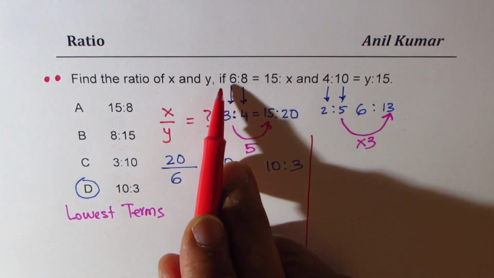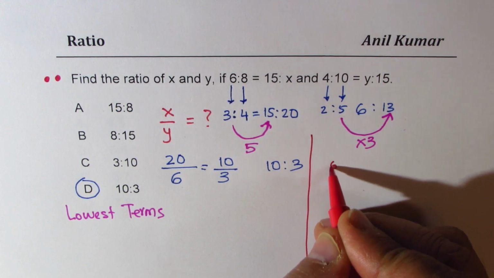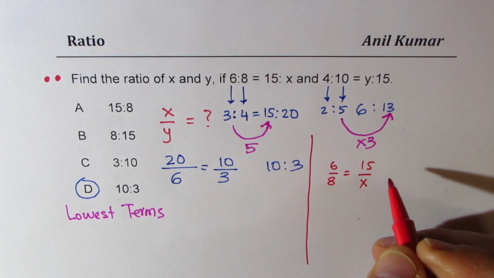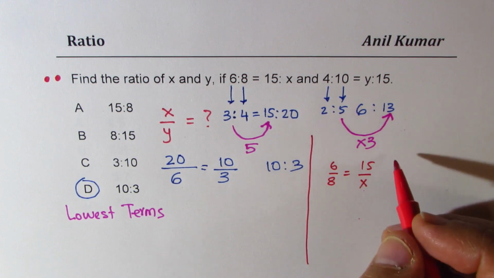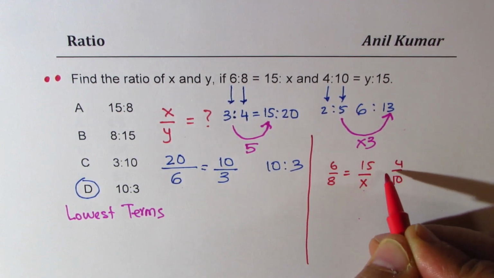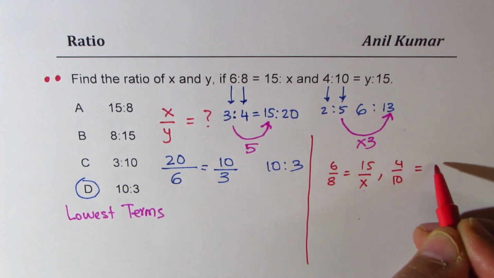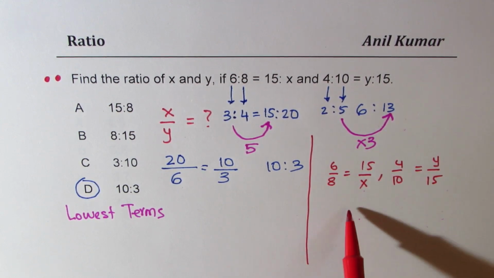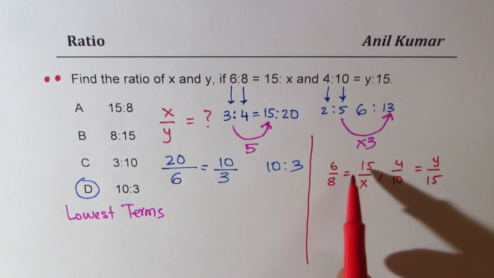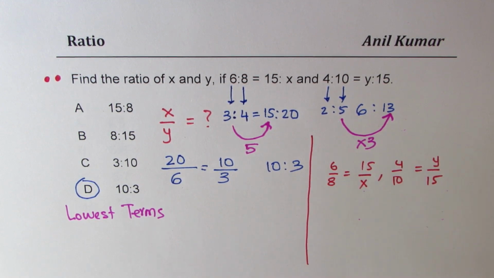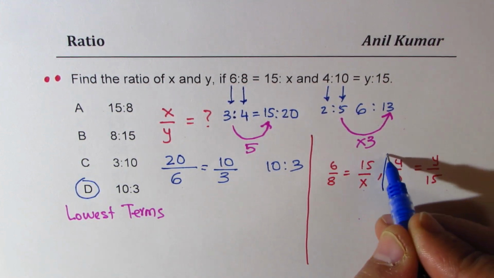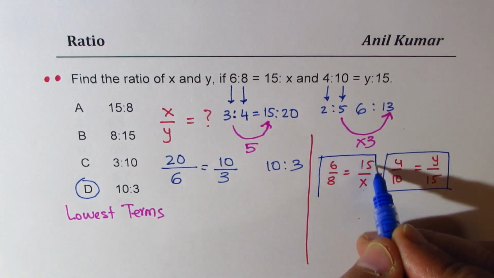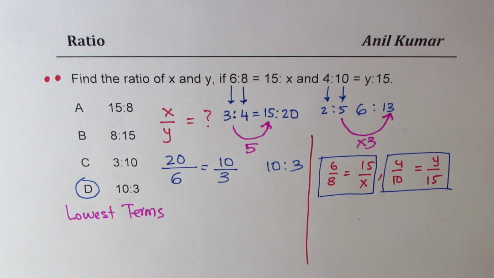Strictly speaking, I could write them as fractions. So it is 6 over 8 equals 15 over x. And the other one is 4 over 10 equals y over 15. Now what we could do, looking into this, is just multiply these two. You understand? These are two different ratios. Perfect?